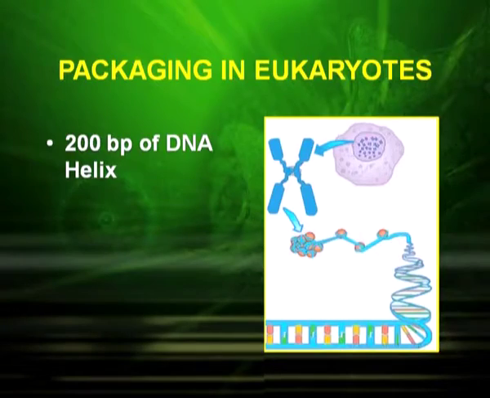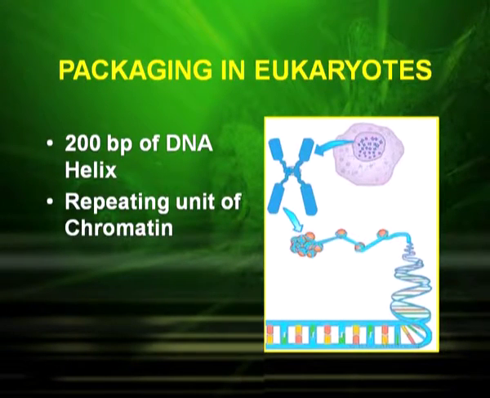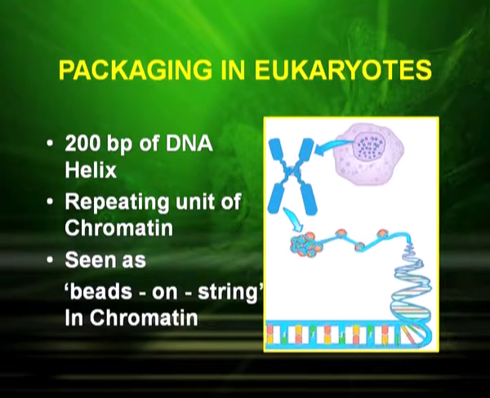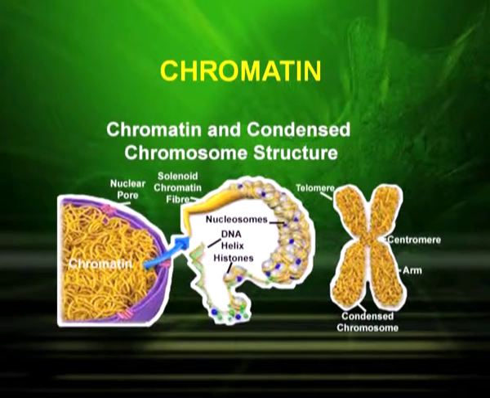On the other hand, in eukaryotes, the DNA helix consists of nearly 200 base pairs, and here we see the repeating unit of chromatin. On this picture it looks like beads on a string, in the form of a necklace. Now, let us study the structure of chromatin. As we know, it is found in the nucleus. It looks like thread-colored bodies, and this chromatin forms the chromosomes during cell division.